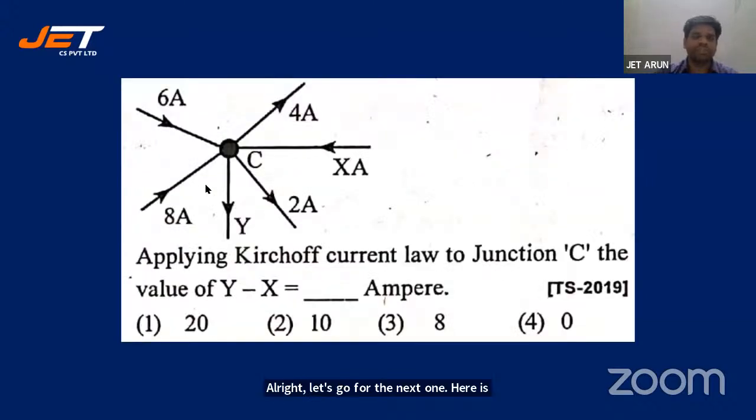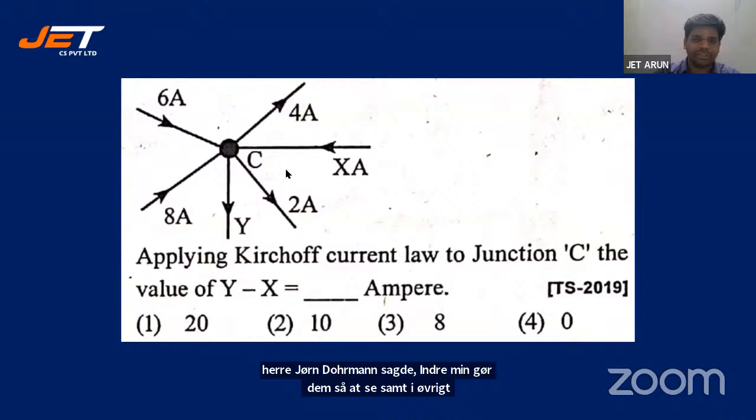Here is the junction law, students. A problem on junction law. Applying Kirchhoff's current law to junction C, the value of Y minus X is equal to dash amperes. So here is junction C. Incoming currents are 6 amperes, 8 amperes, and X amperes. Outgoing currents are Y, 2, and 4 amperes. All you have to find is Y minus X.